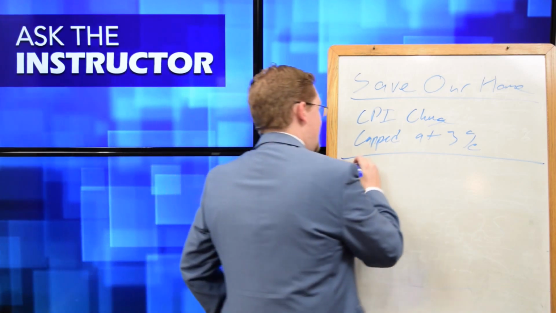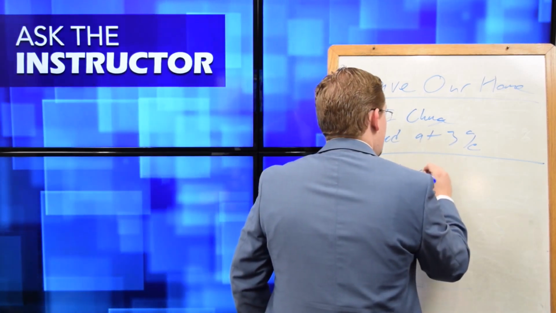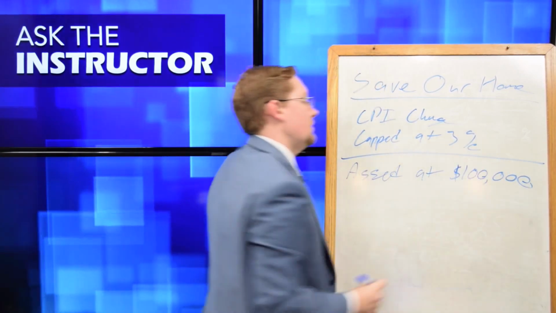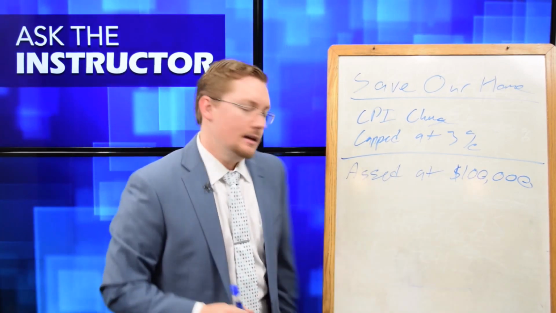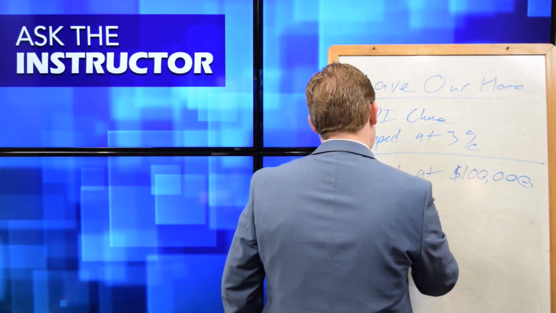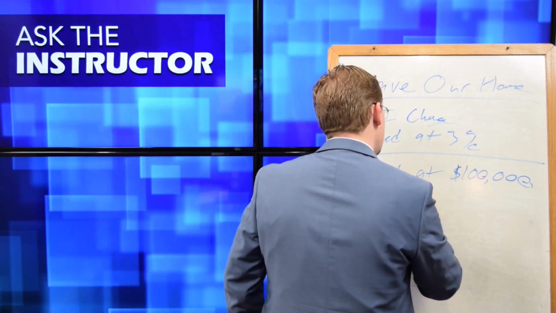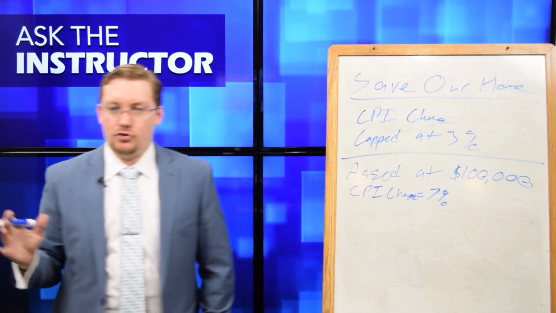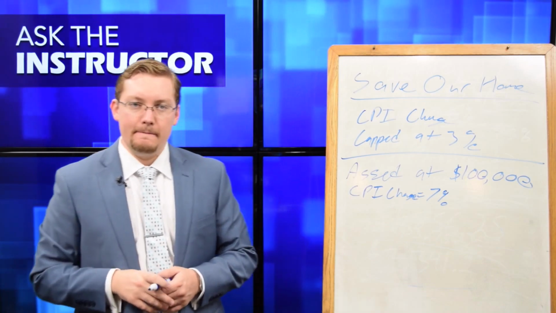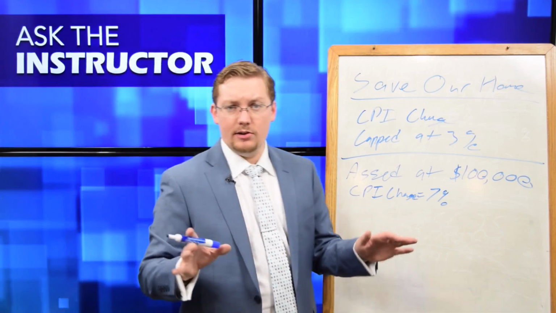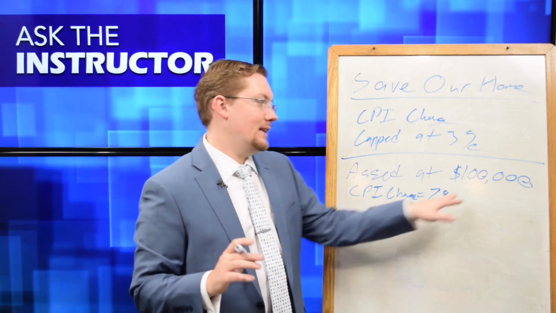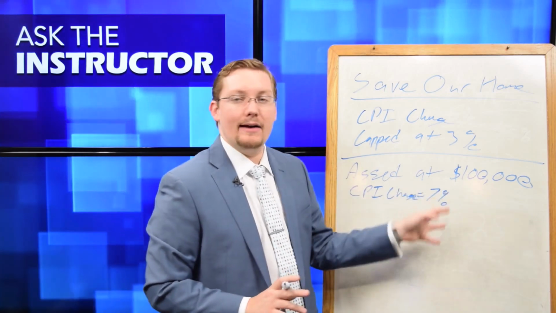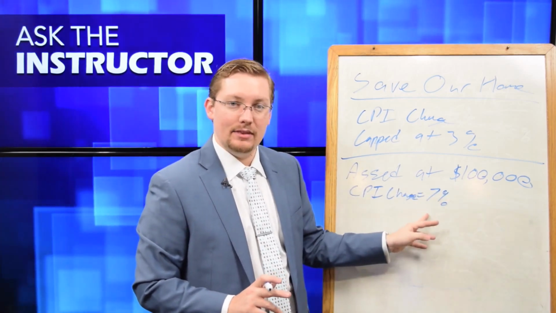Because let's say the property is assessed at $100,000. The CPI change is, let's say, 7%. So the market's just going out of control. The CPI goes up 7%. With some quick math, and you could probably do this in your head already, you're probably seeing where we're going with this. At 7%, if this is not a homesteaded property, our property could go up $7,000. 7% of $100,000 is $7,000.